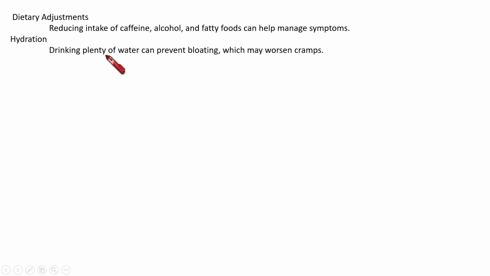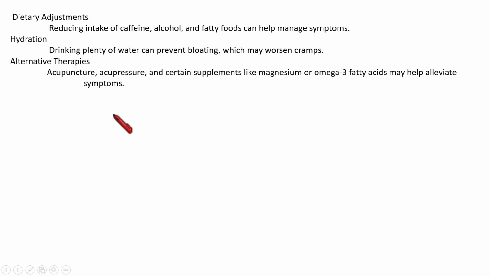Then hydration. Drink plenty of water, which can also prevent bloating. Then certain therapies also. Those who cannot bear the menstrual cramps can undergo treatments like acupuncture, acupressure, and food supplements like omega-3 fatty acids to alleviate the symptoms.